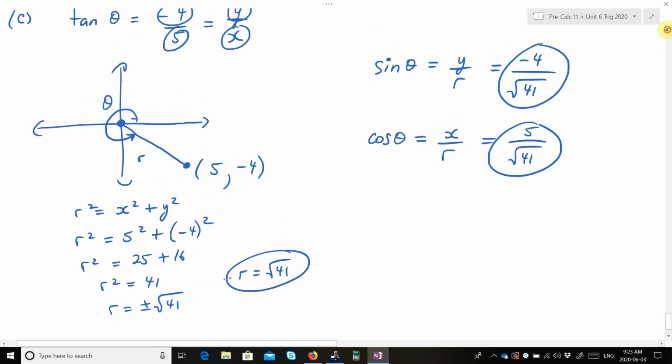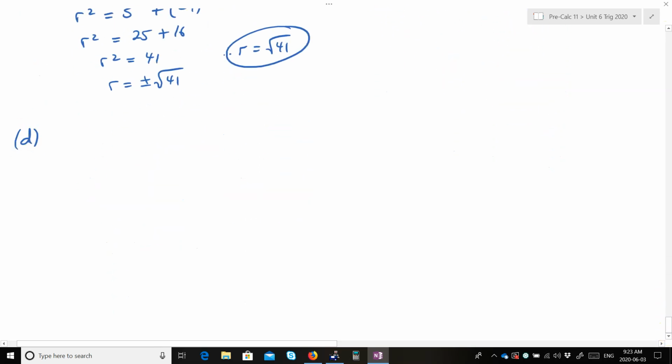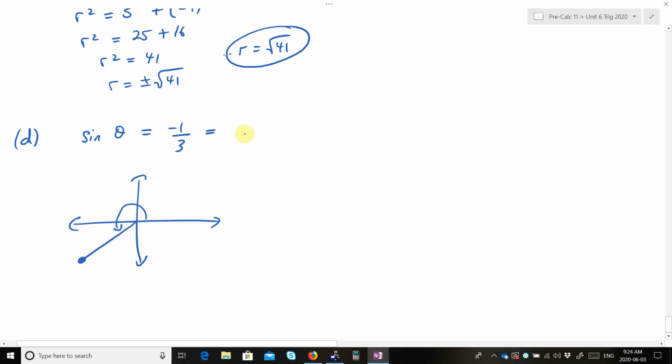Okay, what was that? 8c? All right, we're getting there, guys. 8d, sine theta is equal to -1 over 3, and we are in quadrant 3. Okay, so the angle is here, and sine is y over r. The radius is always positive, so that's going to be 3. The y-coordinate is -1. Awesome.